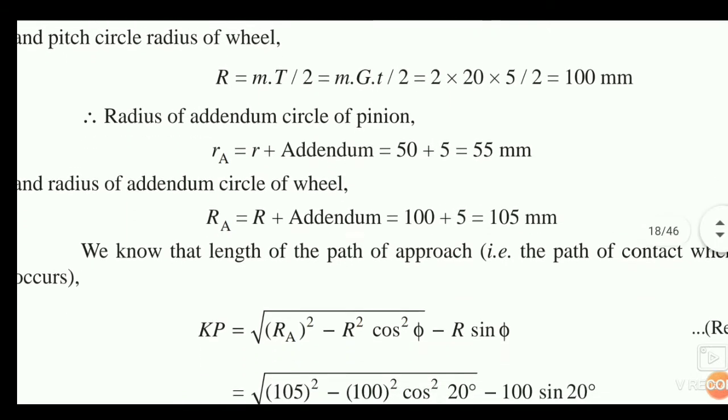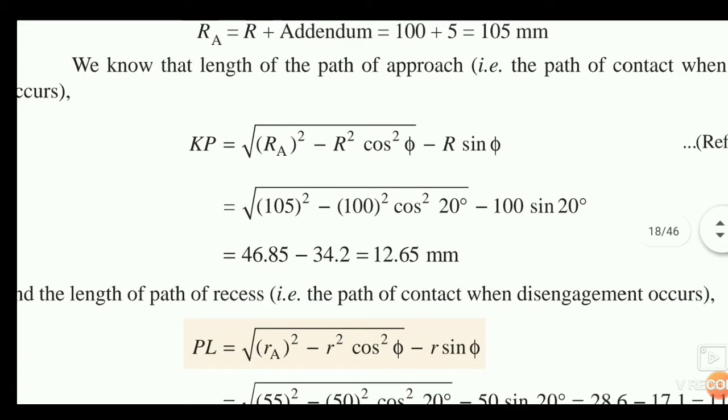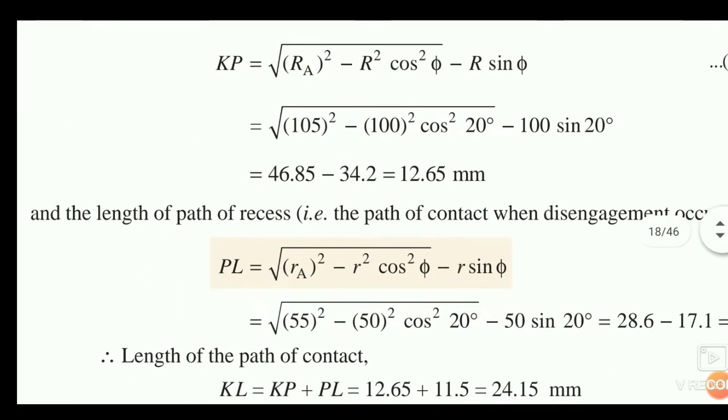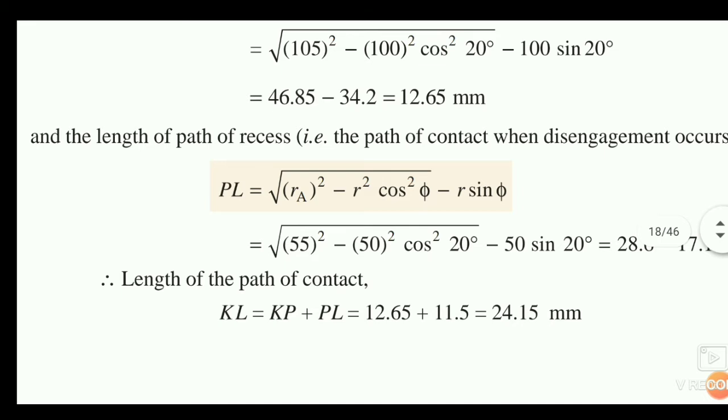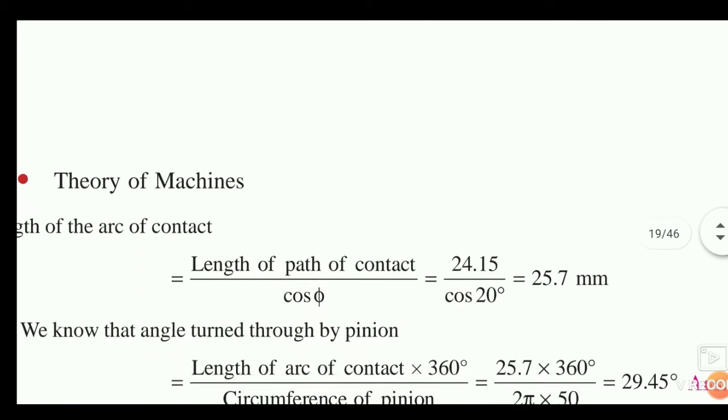So capital RA and small ra we got. Then we can find out KP, the length of path of approach. After that you can find out the length of path of recess, PL, by changing capital letters to small letters. Then the path of contact KL is equal to KP plus PL, that is 24.15 mm. So you found that out also.